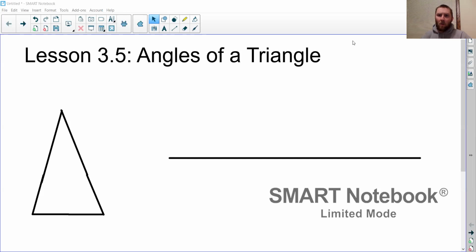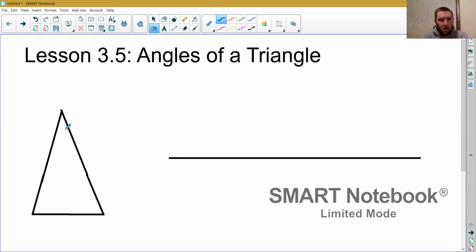Okay, so I have a triangle here, and there are three angles, obviously. This angle here, this one down there, and then this guy over here. So we got these three angles here. What we're going to try to learn is the relationship between those three angles in every triangle that you've ever seen, whether it's acute, obtuse, right, isosceles, equilateral, doesn't matter, okay?